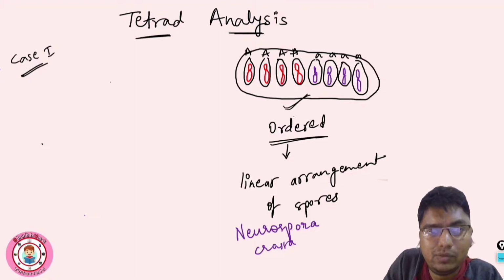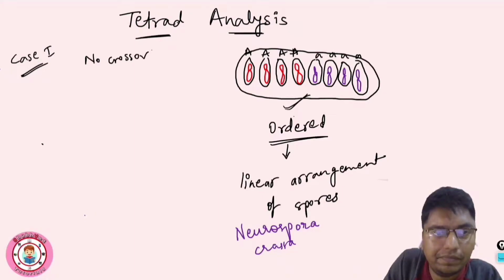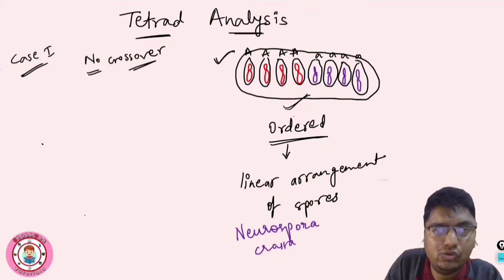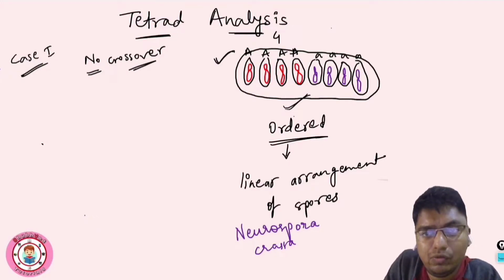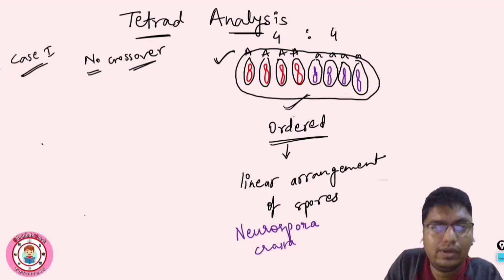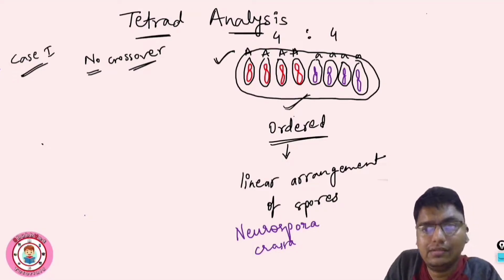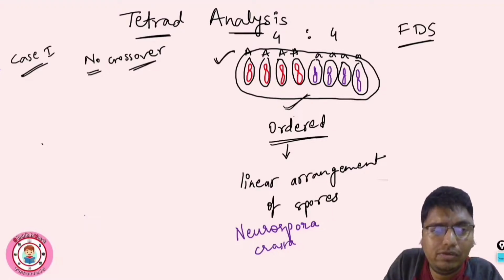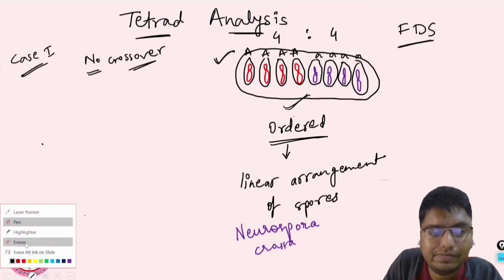In case one, there is no crossover. Then we will see this type of ratio: 4 are capital A and 4 are small a. This is the ratio of no crossover, and this is known as FDS, first division segregation. So this is due to no crossing over. Now if crossing over occurs, then what we will see, we'll see now.